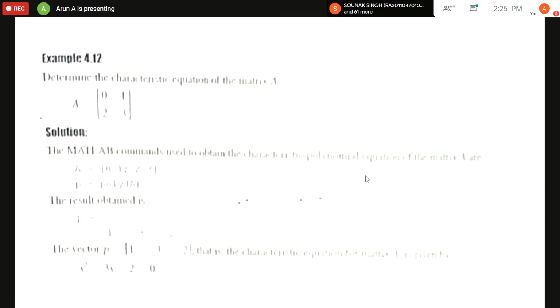Just watch this. Question: determine the characteristic equation of a matrix. These values are given in the matrix A. How will MATLAB understand this? You have to give the command p is equal to poly A. Once you give this, the result obtained will be 1 minus 3 minus 2. So obviously, for the matrix, your output will be x square minus 3x minus 2 is equal to 0.